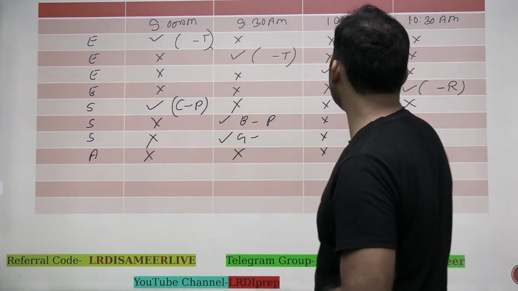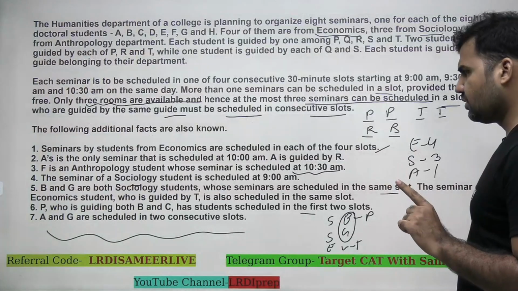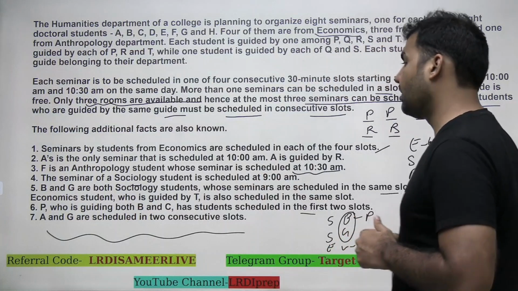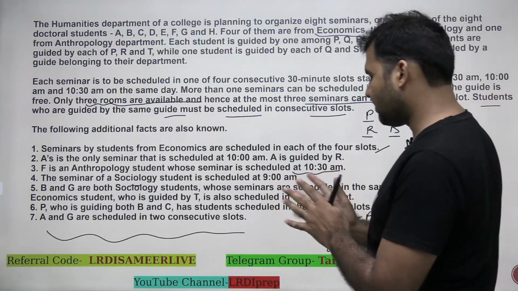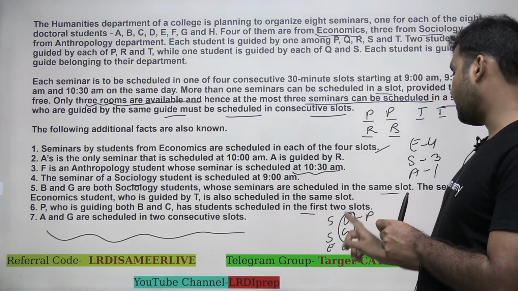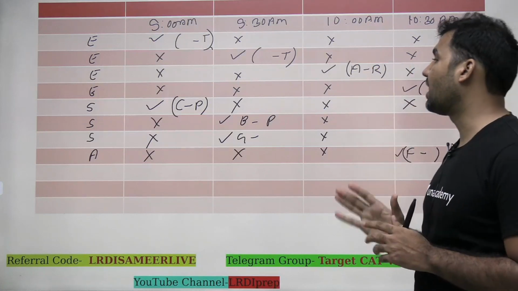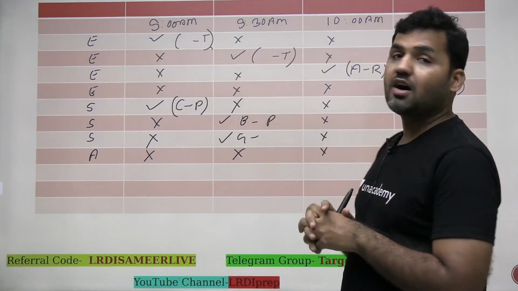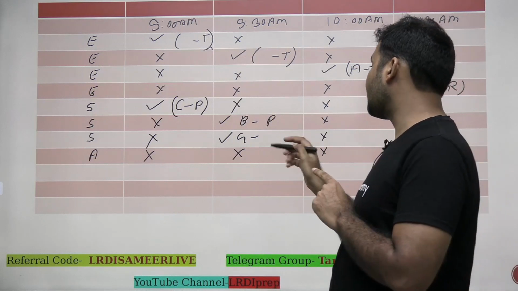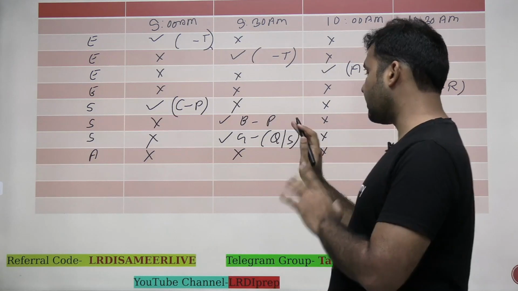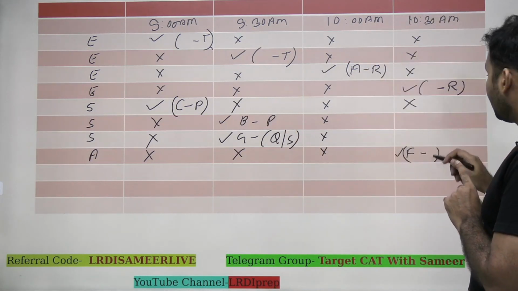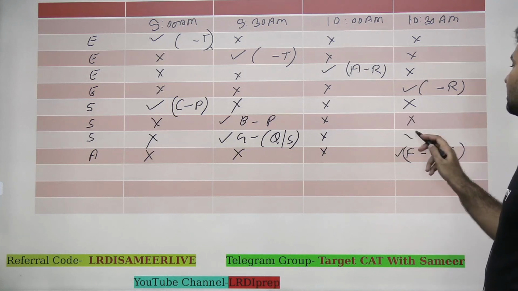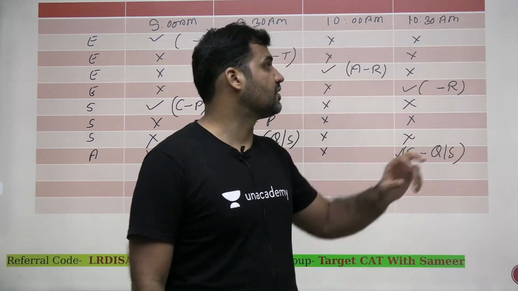Now, that's the complete information that we have. Is there any other point that we can use? We have used this point: A and G are scheduled in two consecutive slots. P, who is guiding both B and C, has students scheduled in the first two slots. This information is also used. Now E, one of the students along with B and G, is guided by T, that is also used. Now we get both of the lectures of P, and both of the lectures of T. Now we are left with Q and S only. So can I say G must be guided by either Q or S here? We don't know who will be guiding G, right? And similarly, this person F, who is an anthropology student, must be guided by Q or S. That's how you're supposed to make this basic table, and you're supposed to answer the questions now.